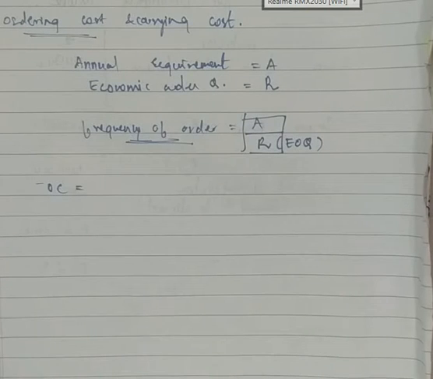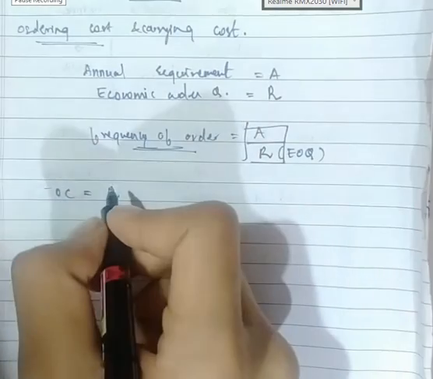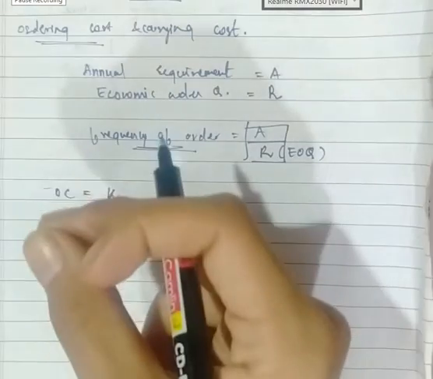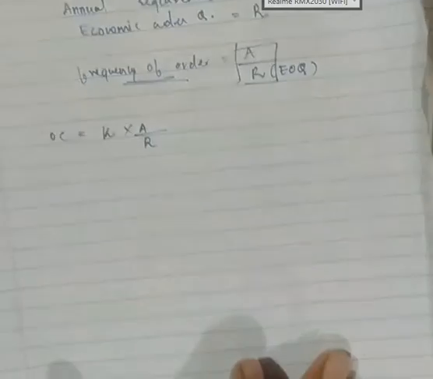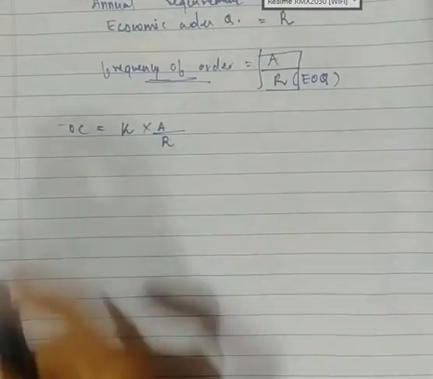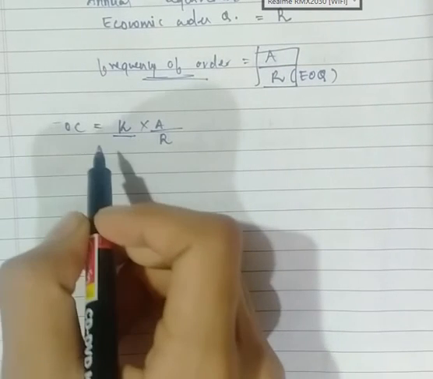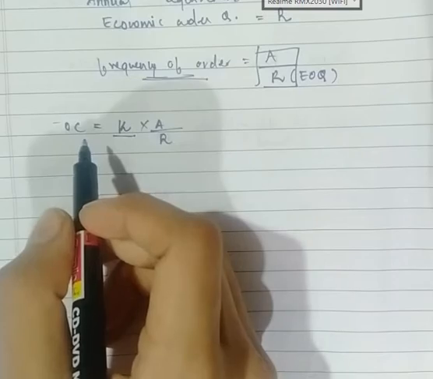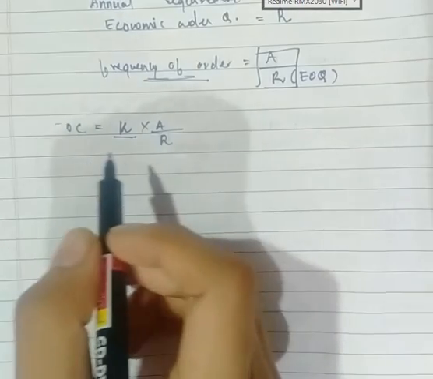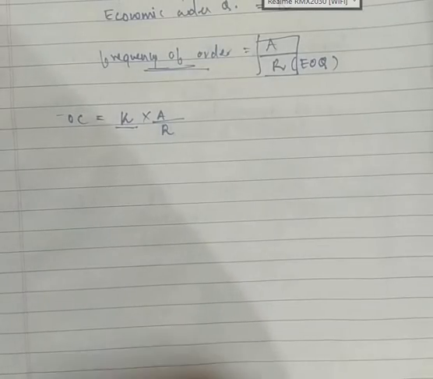How can we write ordering cost? Ordering cost is just some constant K into A by R, the number of orders. Correct? K into A by R. So K can be 50, 100. It is the cost of one order. Suppose it is 100, then it's 100 into A by R.